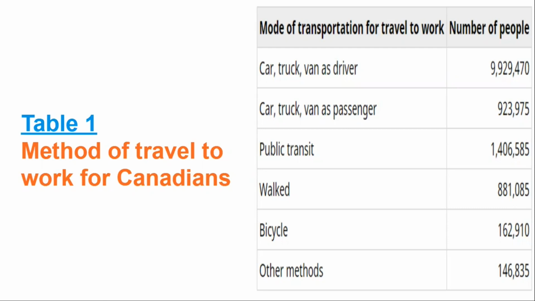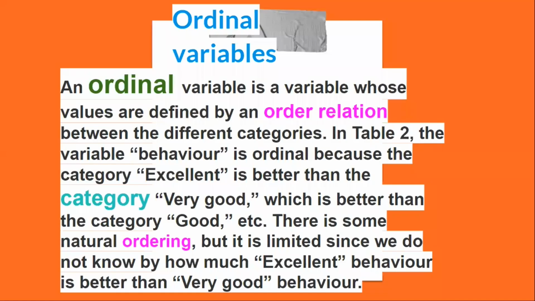The third category that has been highlighted here is public transit. We have also walking, bicycle, or other methods of transportation that can be, for example, a horse or any other means of transportation that you can use. That's an example of a categorical variable that is presented.